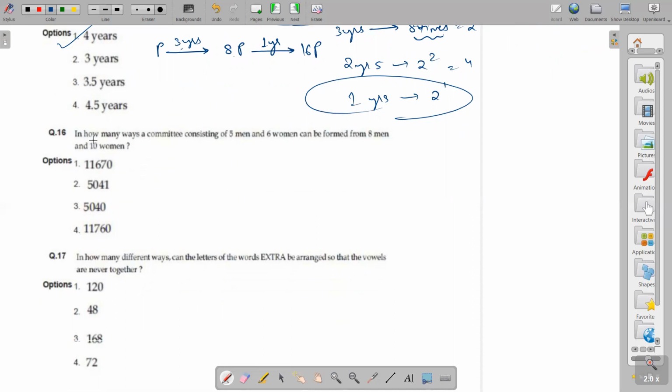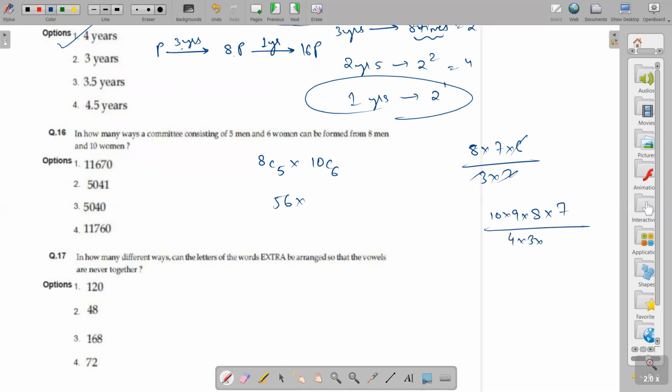We have to find how many ways a committee consisting of 5 men and 6 women can be formed. From 8 men, 8C5, and 10 women, 10C6. We have to calculate this. 8 into 7 into 6 divided by 3 into 2, 3 twos are 6, 7 8s are 56, okay, and 10C6 is 10 into 9 into 8 into 7 divided by 4 factorial, 4 into 3 into 2.